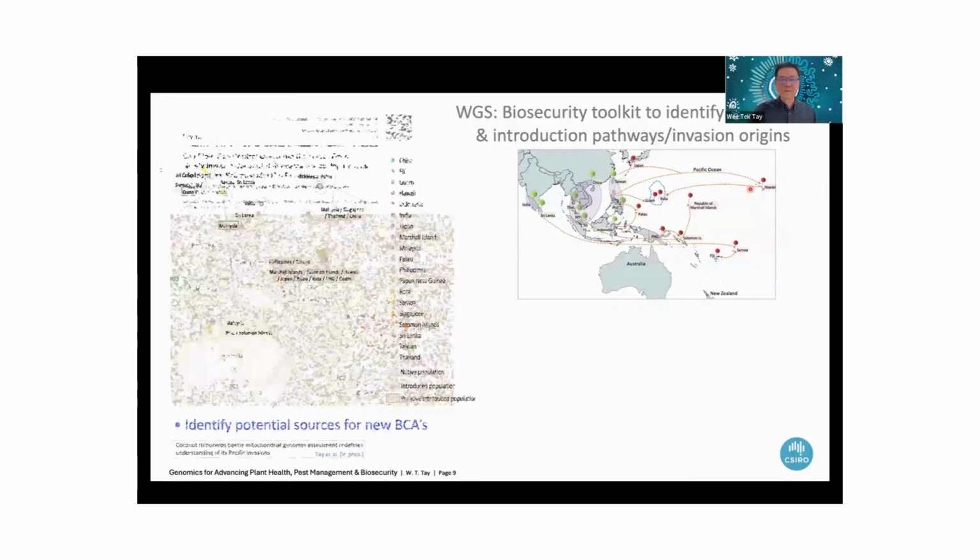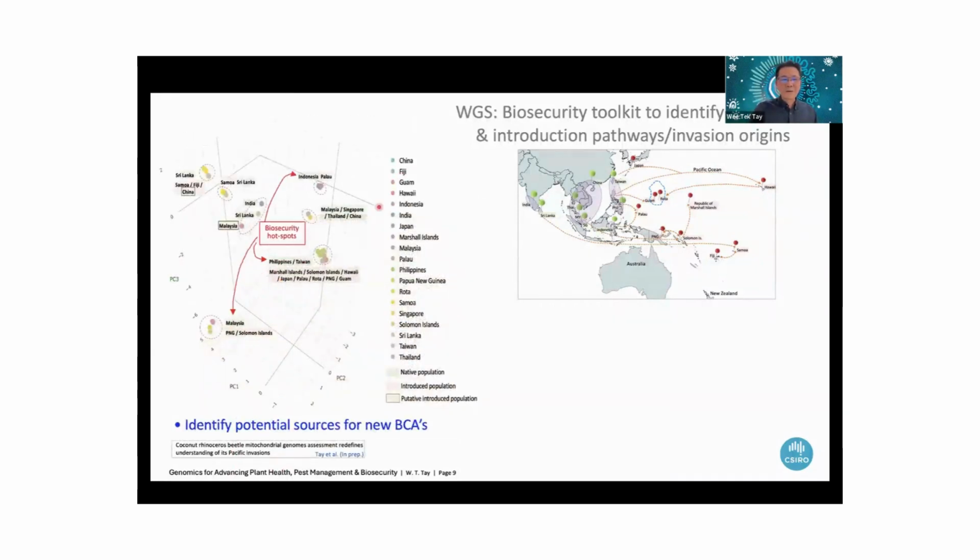the Philippines. So yes, we can identify biosecurity hotspots, the Philippines and Taiwan here, being responsible for many populations in the invasive range, Indonesia to Palau, Philippines also to Palau. So we have two pathways into it. Malaysia is associated with Papua New Guinea and the Solomon Islands.